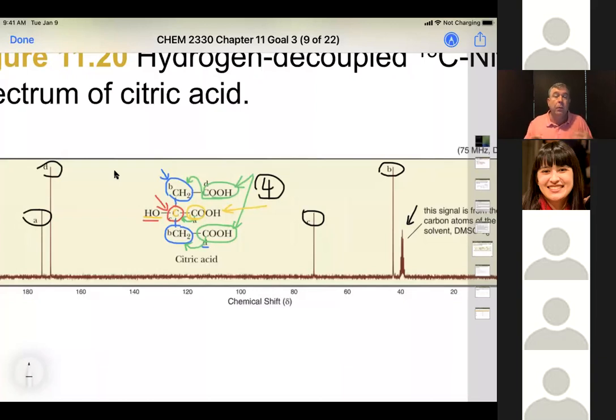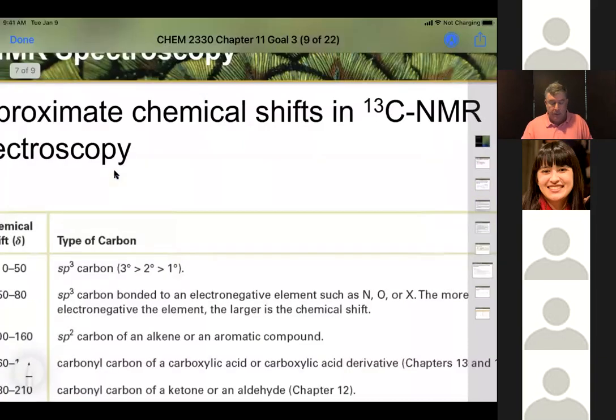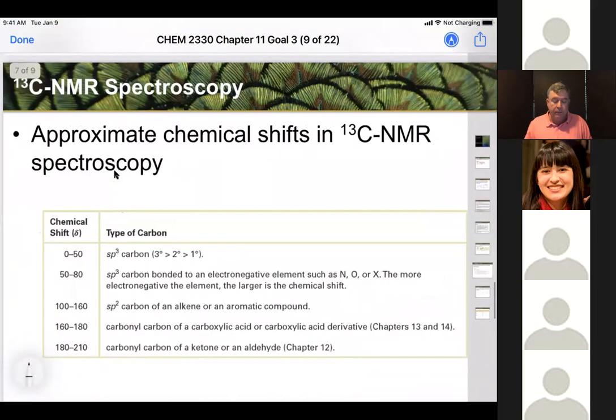Okay. So when we're figuring out shift, we want to use the shift table that's down here, and it follows some of the general trends that we saw in the proton NMR. The sp3 hybridized carbons are first, closest to zero, and then an sp3 hybridized carbon with an oxygen or a nitrogen or a halogen. And then the sp2 hybridized carbons.